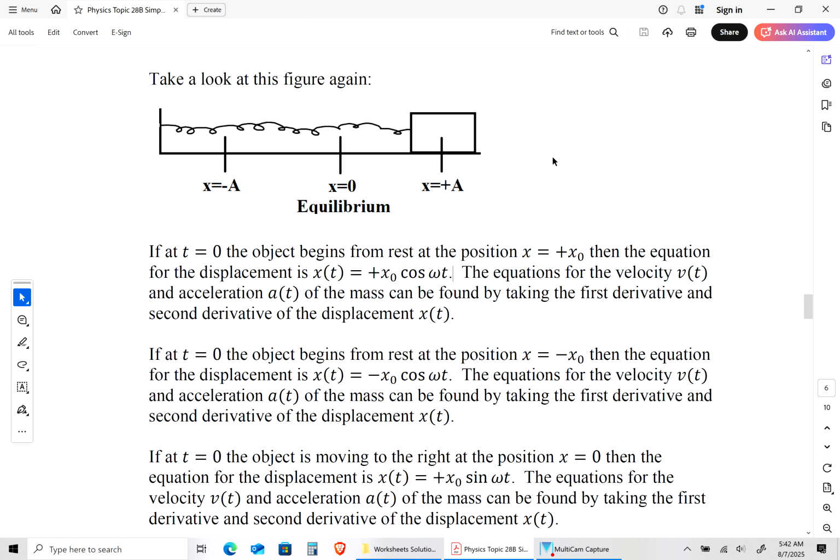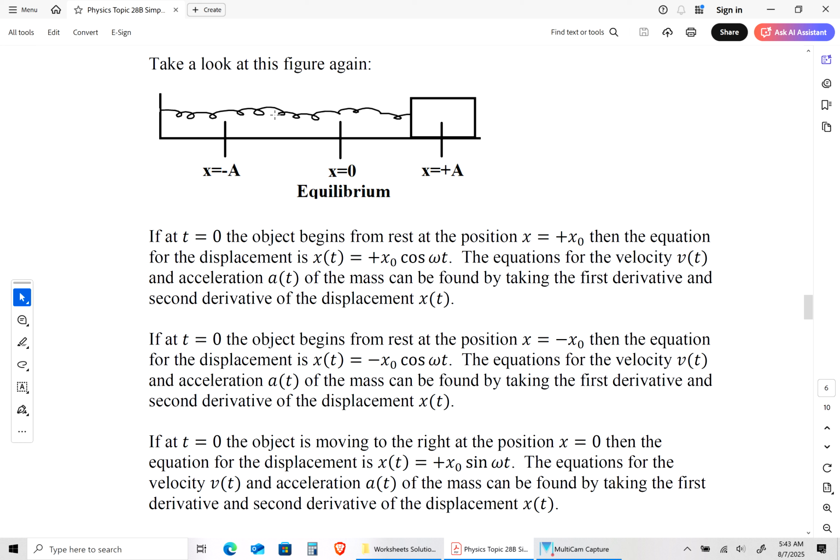Now, if our stopwatch begins at x equals minus a here, or minus x sub 0, the equation is going to look like this.